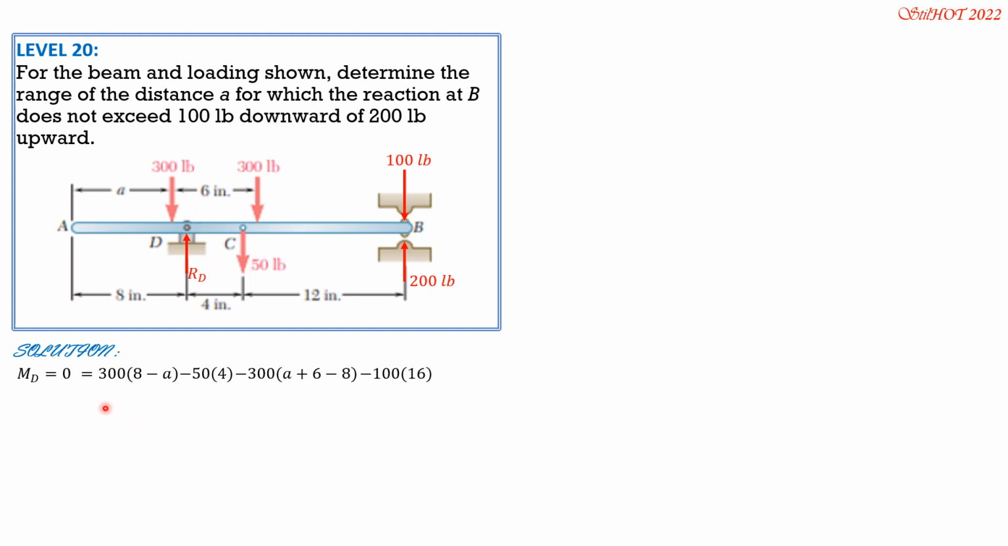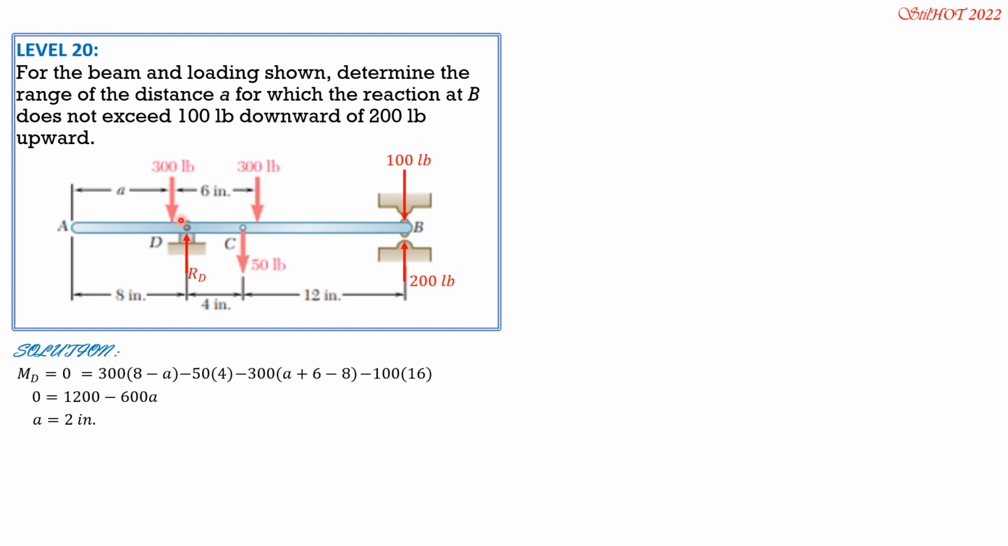So simplifying, 0 equals 300 times 8 minus 50 times 4 minus 300 times negative 2 minus 100 times 16. So 0 equals 1,200. And for A, we have negative 300A and negative 300A. That's why we have negative 600A. So A can now be solved: 2 inches. Now this one is the minimum A.